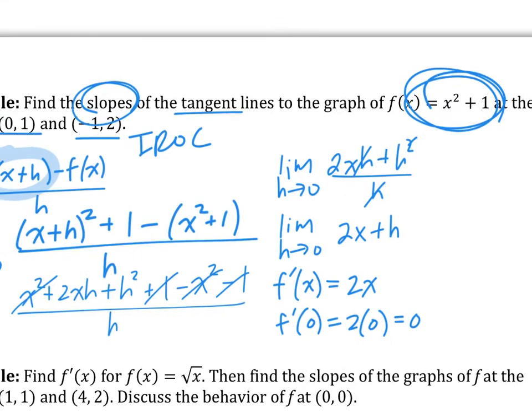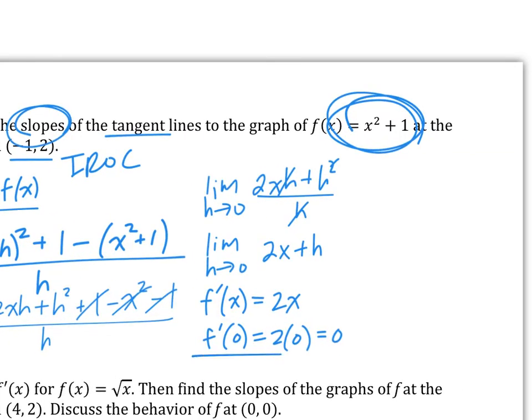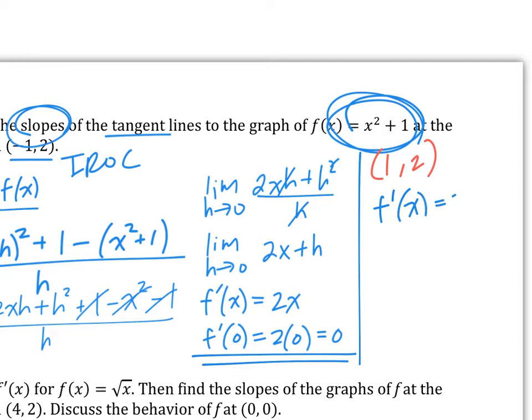Okay, so now the question is, what is the slope of the tangent line? 0. Okay? Now the next question will be easier. What is the slope of the tangent line at 1, 2? Well, we already know that the slope formula is 2x. We just have to put in 1. So the slope at 1 is 2.